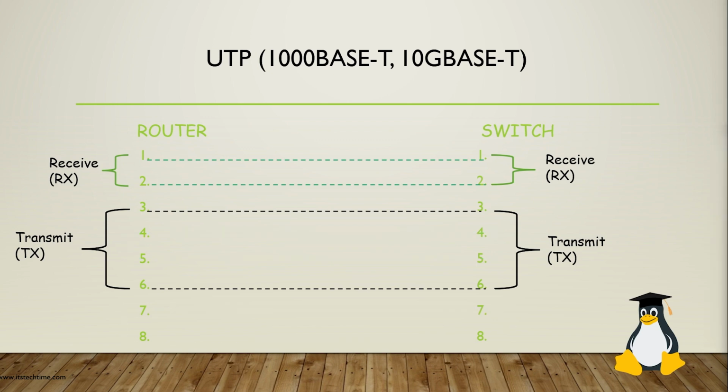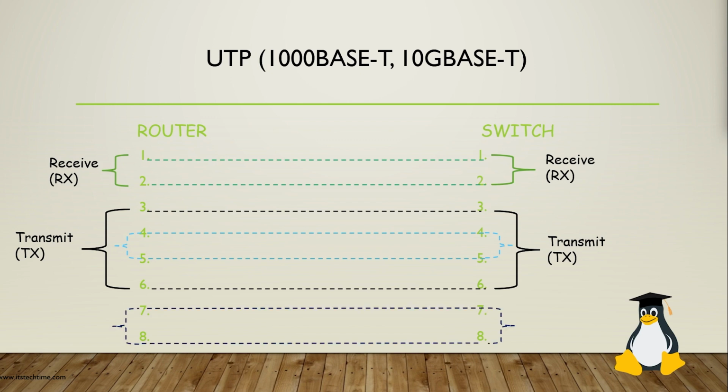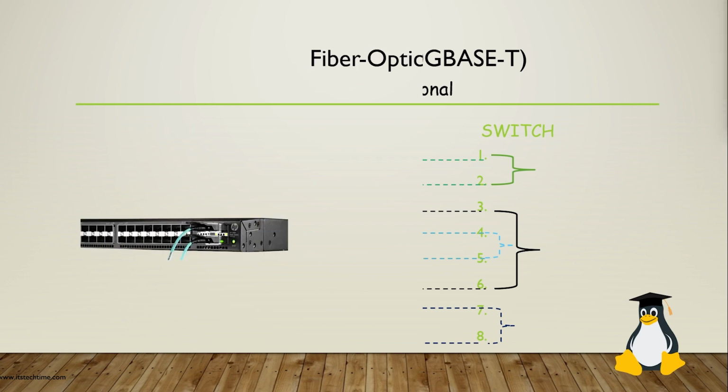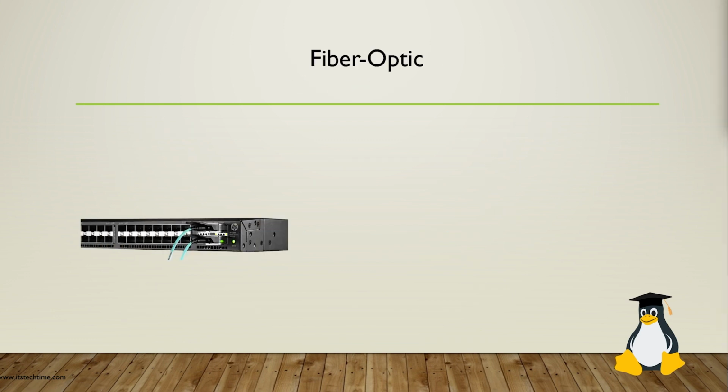So along with using all 4 pairs of cables, each cable is also bidirectional, meaning that each cable can both receive and transmit data, allowing them to operate at the much higher speeds that you see available. Now there is also fiber optic cable available, which is capable of far greater speeds than copper, and they can also go a longer distance.